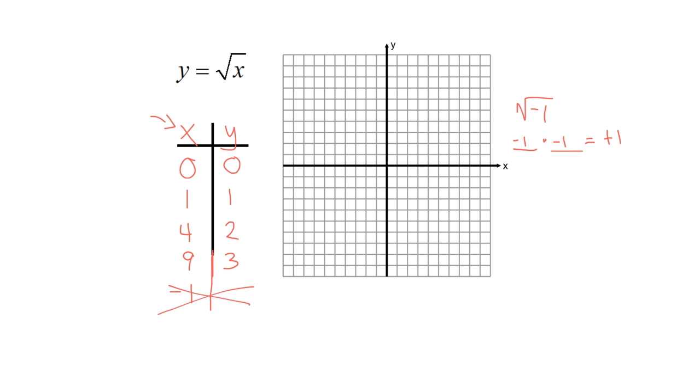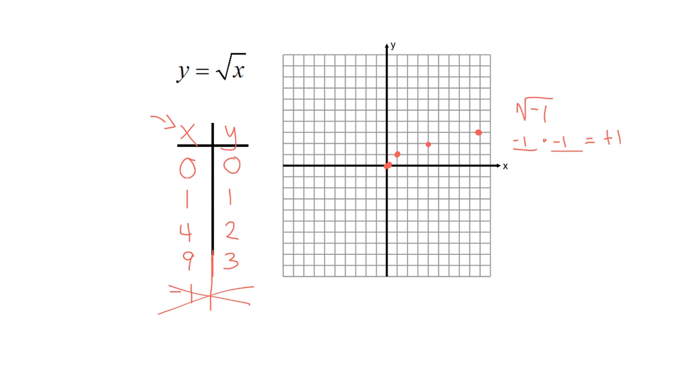Okay, so our first point that we're going to plot here is 0, 0. And I'm going to use a larger dot here to make it work nicely there. So there's 0, 0. And then we have 1, 1. And then 4, 2. And then we have 9, 3.